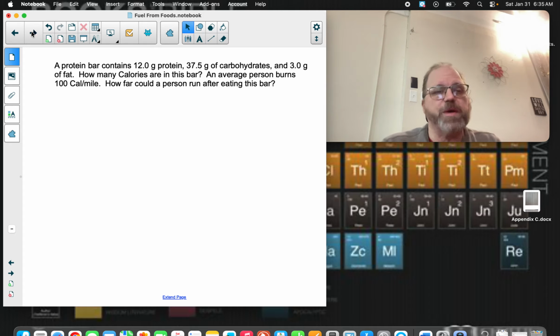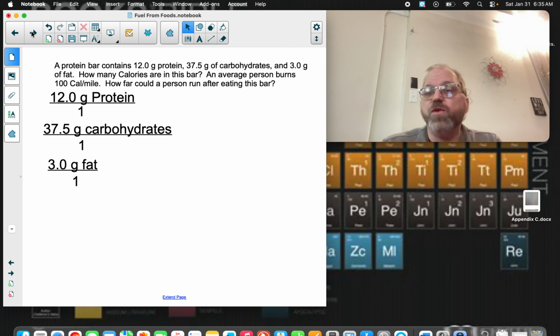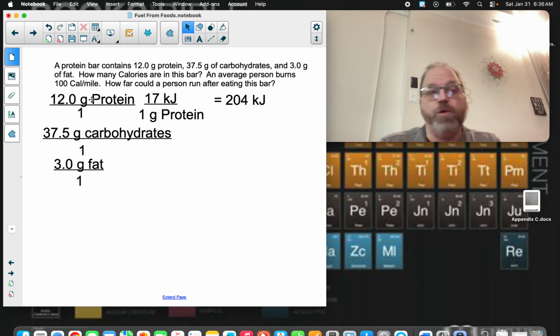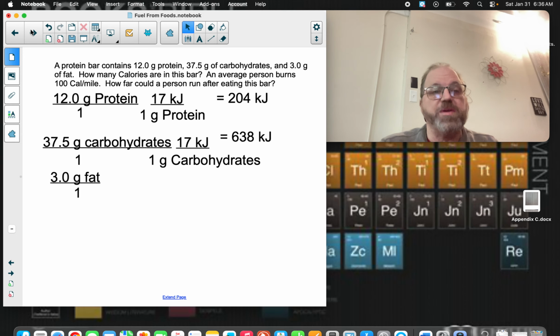All right, so let's take the first part. We take our 3 parts of 12.0 grams of protein, 37.5 grams of carbohydrates, and 3.0 grams of fats. We're going to put all those over 1, as we always do, to make it an easy number. And from our values, we said 17 kilojoules is 1 gram. Grams cross out. We're going to have 204, 3 sig figs, kilojoules. For the carbohydrates, again, same thing. 1 gram of carbohydrates is 17 kilojoules, 37.5 times 17. Grams cross out, 3 sig figs. We end up with 638 kilojoules.